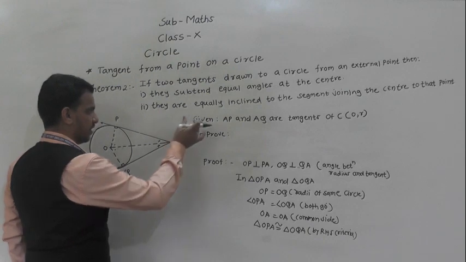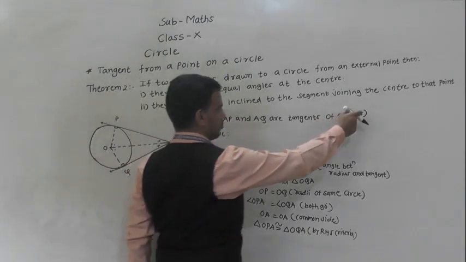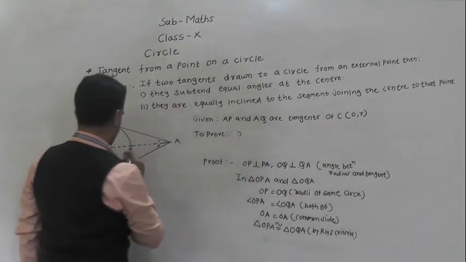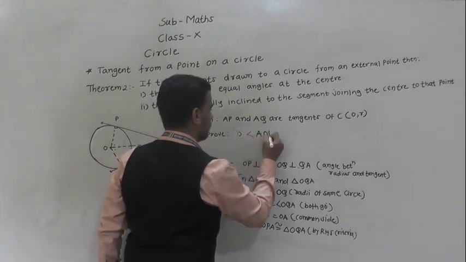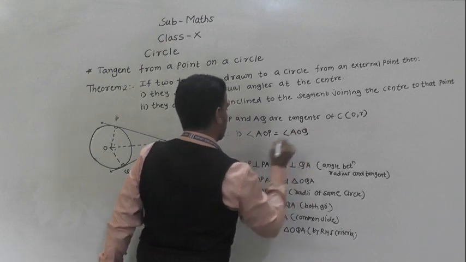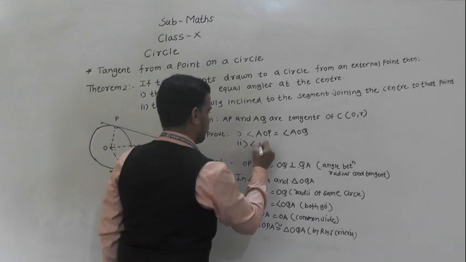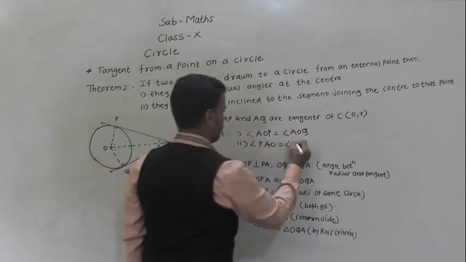Okay, so here given is same, AP and AQ are tangents of the circle having center O, radius R. We have to prove that first one. So first we have to show that angle AOP equal to angle AOQ and angle PAO is equal to angle QAO.